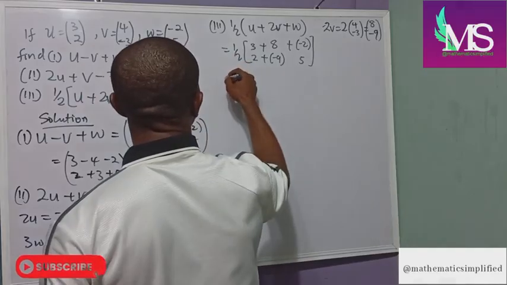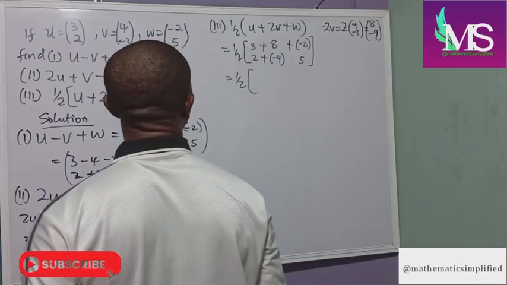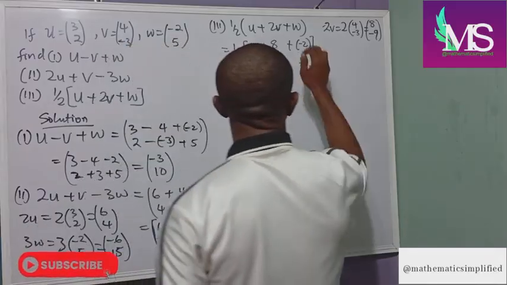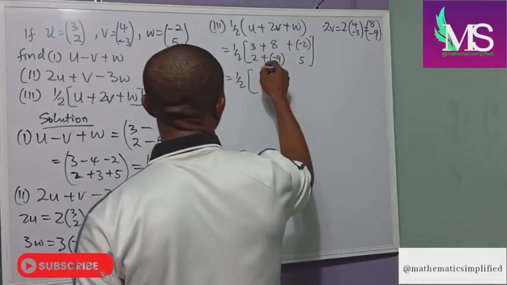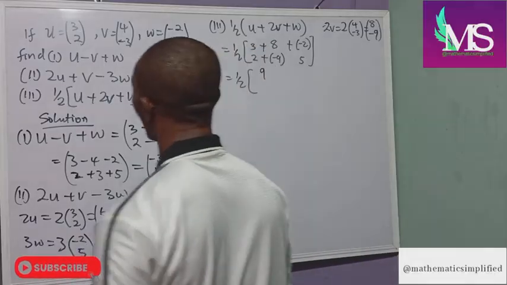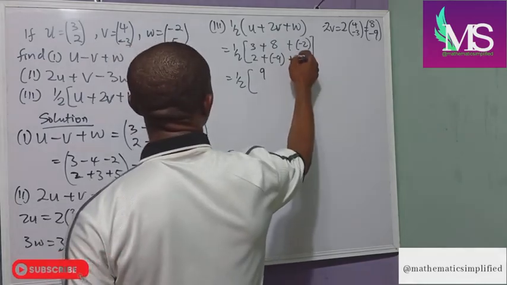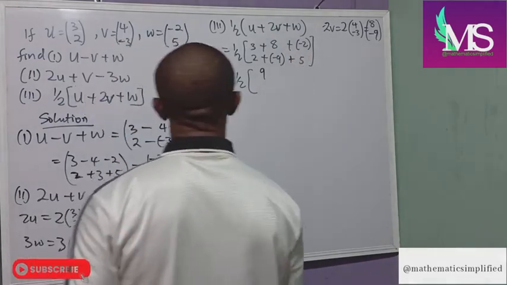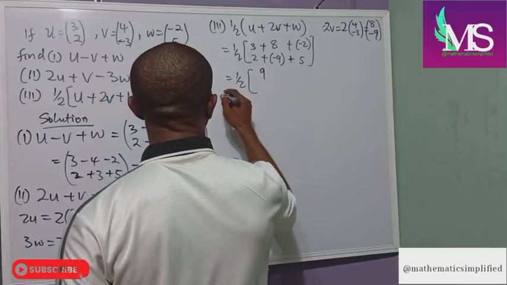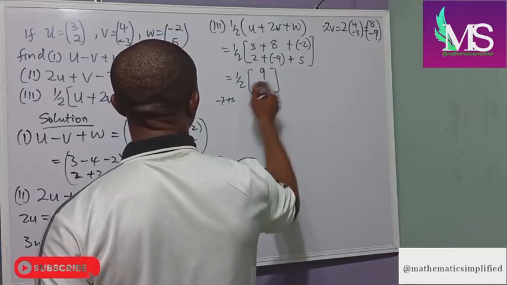Okay, so this gives us half 8 plus 3, 11. 11 minus 2 will give us 9. Now, 2 minus 9 will give us a minus 7. A minus 7 plus 5 will give us a minus 2.